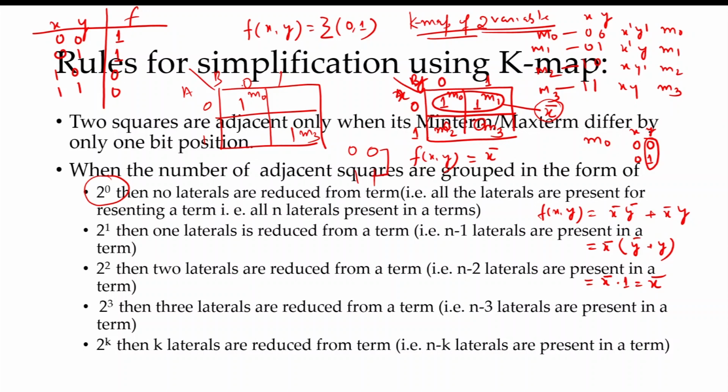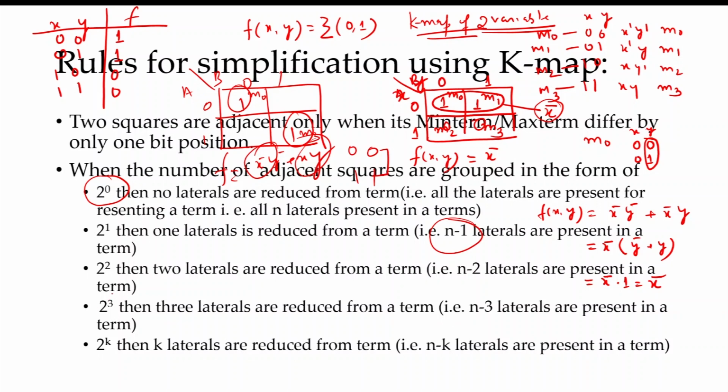So here we make a single group of this square and a single group of this square. This means this function is represented by f equals x complement y complement plus x y. Since we form a group of only a single square, none of the literals is reduced for representing the group. Similarly, for 2 to the power 1, when we form a group of 2 squares, one literal is reduced, and n minus 1 literals are present to represent this term.